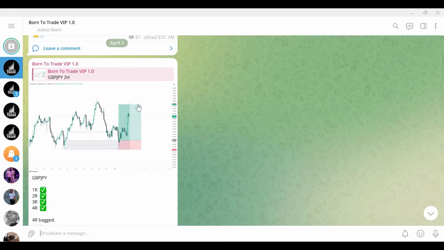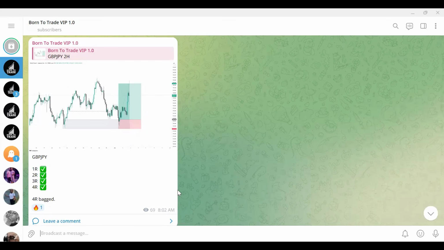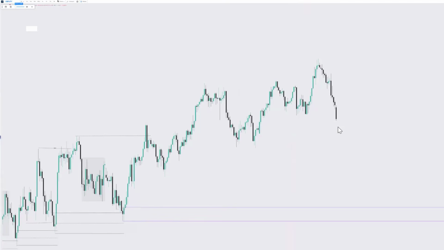Okay, let's go ahead and explain the GBPJPY setup. This one looks good as well. So this particular one was on the 2 hours time frame, and as always, I went for 4%. So let's see that on the price chart. So GBPJPY 2 hours time frame.